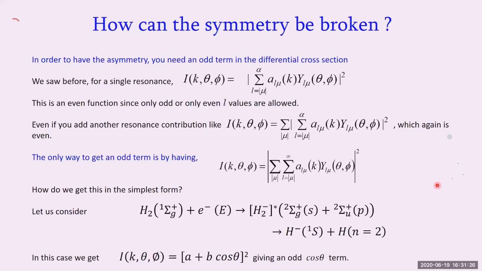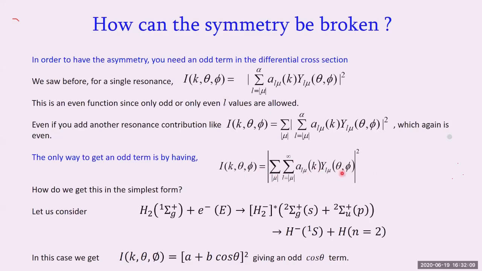Now, how do we break the symmetry? In order to have the asymmetry, you need an odd term in the differential cross section. That's very simple to understand. Because we saw before, for a single resonance in a homonuclear system, only odd or only even values are allowed. So even if you add another term, you are still going to get an even function, because whether it be an odd or even term, we are summing up. So you are not going to get an odd term in the differential cross section. The only way you get an odd term is by having this form of expression.